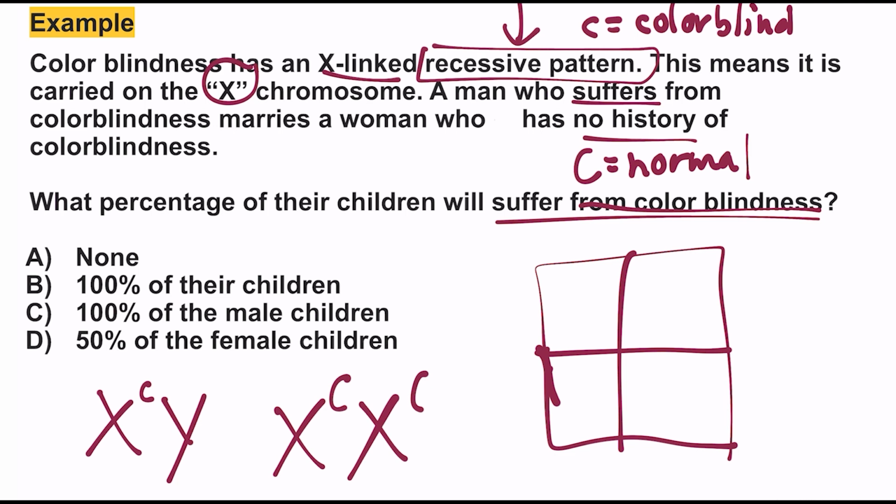So now we can write out our Punnett square, putting our genotypes for the man on the top and our female on the side. And now we can solve this just as we showed in our previous video.